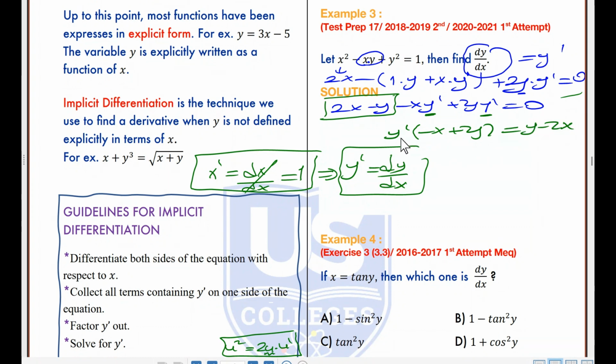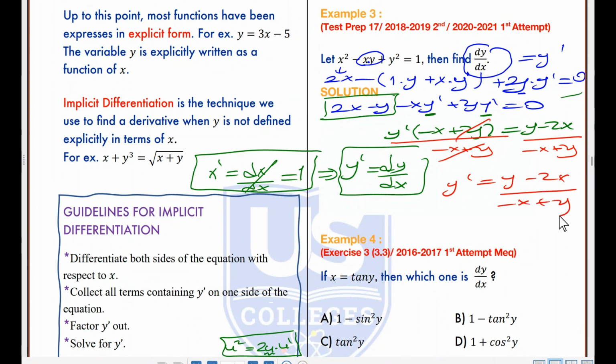Now, in front, y prime is multiplied by negative x plus 2y. So divide both sides by negative x plus 2y. So y prime equals y minus 2x all over negative x plus 2y. So I got my y prime alone. Y prime means dy over dx. Right, so that's the answer.